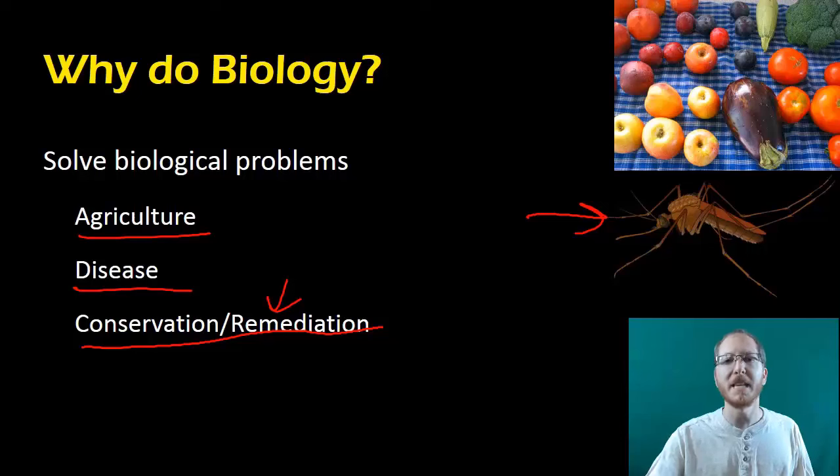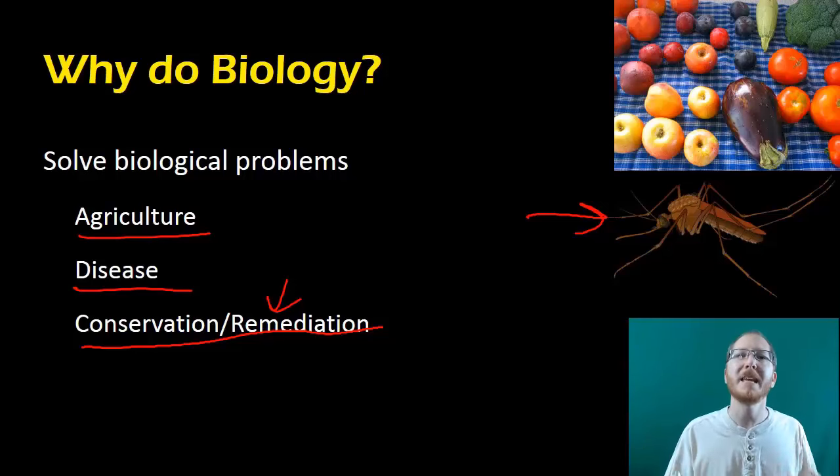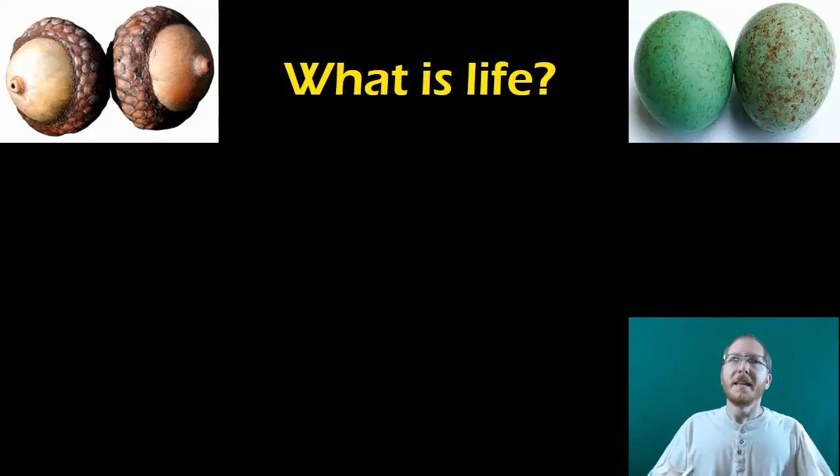That's this idea of remediation. So if there has been an oil spill, if there has been some type of toxic waste dumped from a factory, how can we go in there and make it so that the area is livable again, so the area is safe again? Now, the trickiest part of biology, the study of life, is figuring out what the heck is life.